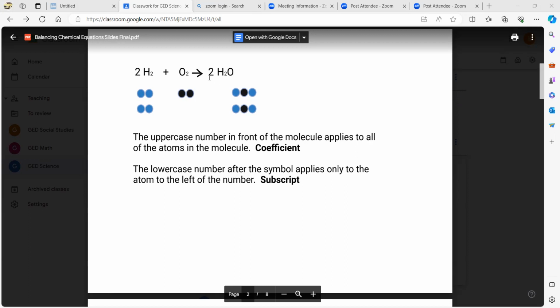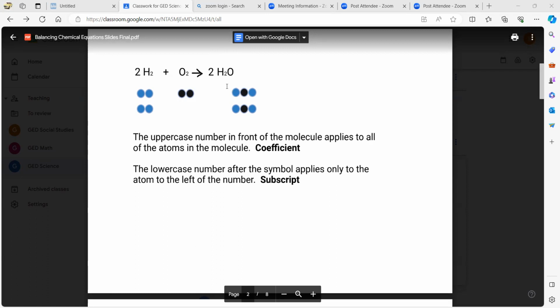So this coefficient tells me that there are 2 total H2O molecules. So 2 times 2 tells me that there are a total of 4 hydrogen atoms here. 1, 2, 3, 4. And 2 times 1 oxygen atoms means there are a total of 2. 2 times 1 is 2. 1, 2 oxygen atoms. So again, you can think of it as 2 H2O molecules.